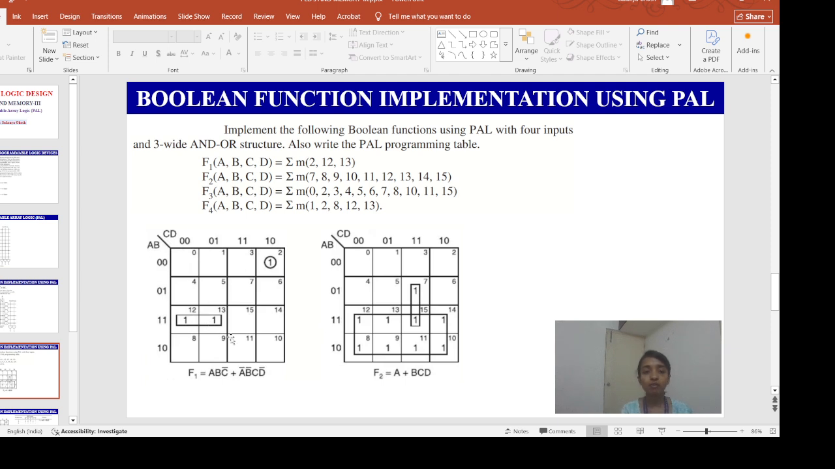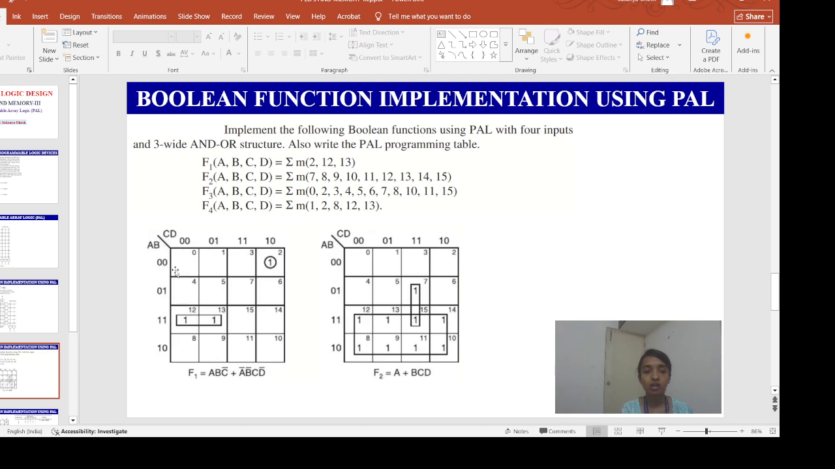With 4 variable functions, 16 cells are there. So first number the cells, then for F1, which are my min terms? 2, 12 and 13. So in these respective cells we have to put 1. So for this one, what will be my Karnaugh map? Here this is my A, B, and here which one is not changing? C bar.